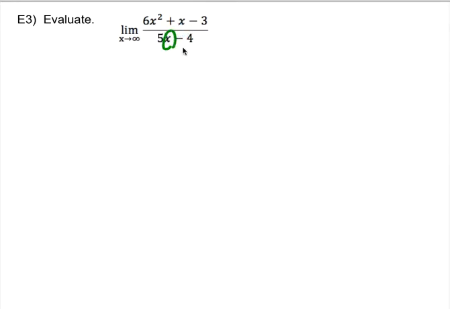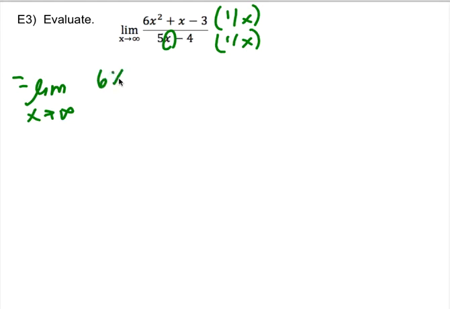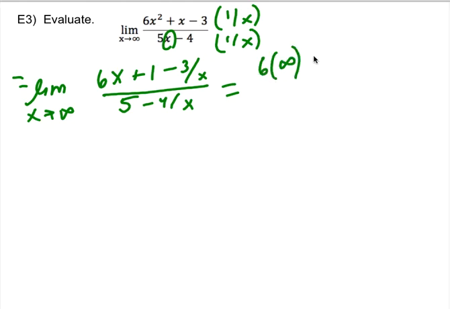Okay, so same thing. I'm going to look for the largest power of x in the denominator, not the numerator. So I'm going to multiply by 1 over x and 1 over x. Again, notice that if I had plugged in at the beginning, I'd get infinite stuff on top, infinite stuff on the bottom. So I'm going to get that this is the limit as x approaches infinity of 6x plus 1 minus 3 over x, over 5 minus 4 over x. If I plug in here, I'm going to get essentially 6 times infinity, for lack of a better way to put it, plus 1 minus 0, all over 5 minus 0.